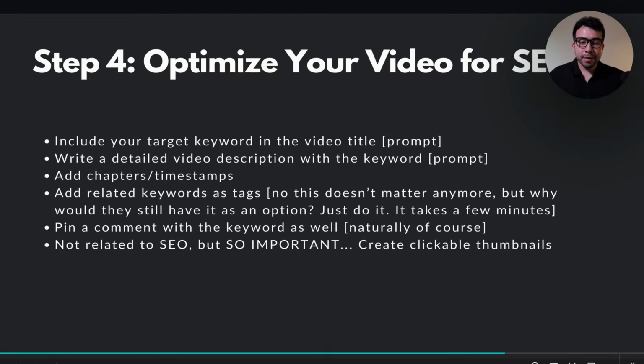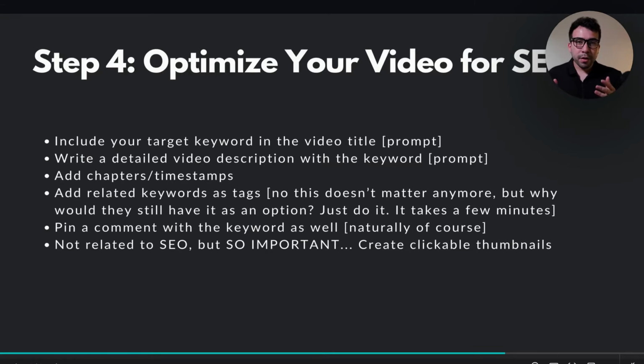Add related keywords as tags. And again, this doesn't really matter as much anymore from what YouTube has been saying, but why would they still have it as an option there? Whether it's for them to just categorize the content, there's a reason why it's there. And I'm going to just make sure I do it. It takes me less than 2 to 3 minutes to put in like 25 keywords. You can use AI tools to help you with that process.